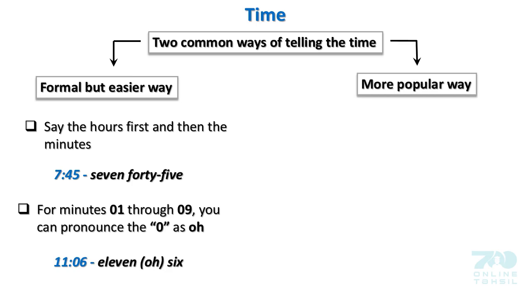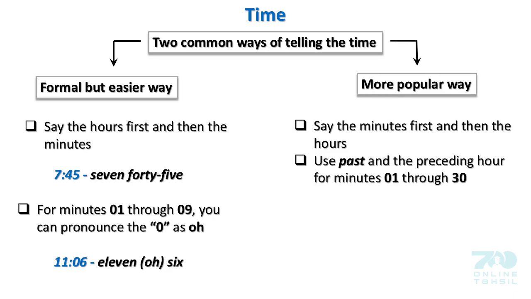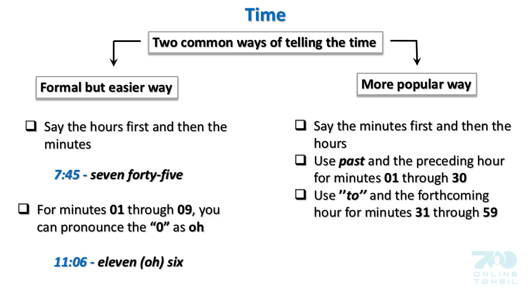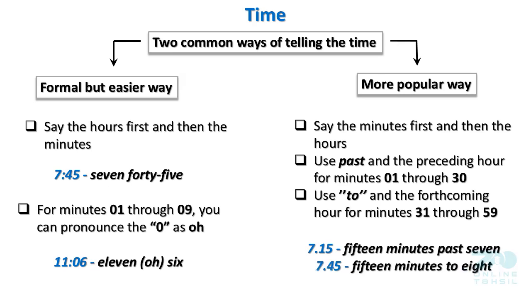More popular way: say the minutes first and then the hours. Use past and the preceding hour for minutes 01 through 30. Use to and the forthcoming hour for minutes 31 through 59. Example, 7:15, 15 minutes past 7. 7:45, 15 minutes to 8.